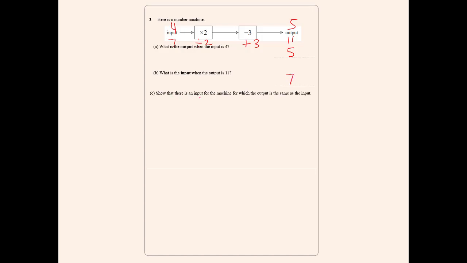Show that there is an input for the machine for which the output is the same as the input. So whatever number you put in the input, the output should be the same. Okay, so this could be a bit of trial and error. If you put 1 in, 1 times 2 is 2, 2 take away 3 is minus 1, so it doesn't give us the same number. 2 times 2 is 4, take away 3 is 1. So input 2, output is 1, doesn't work.